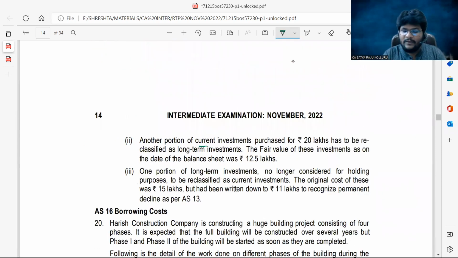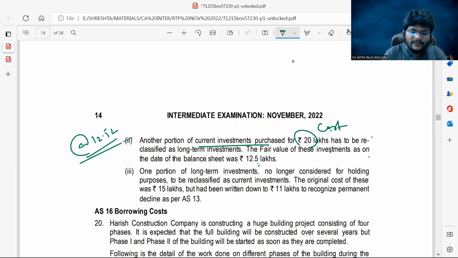Another portion of current investments purchased for 20 lakhs, which was the cost, has to be reclassified as long-term investment. The fair value of these investments as on the date of balance sheet was 12.5. Cost or fair value, whichever is lower, means the investment should be valued at 12.5 lakhs by providing a loss of 7.5 lakh.